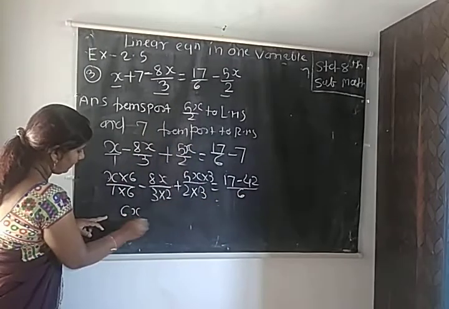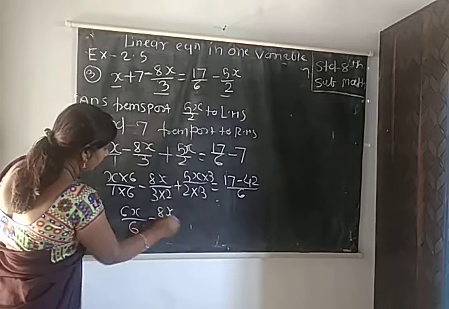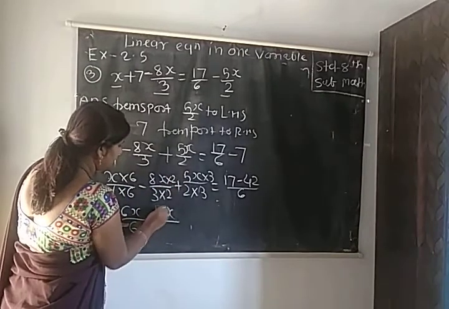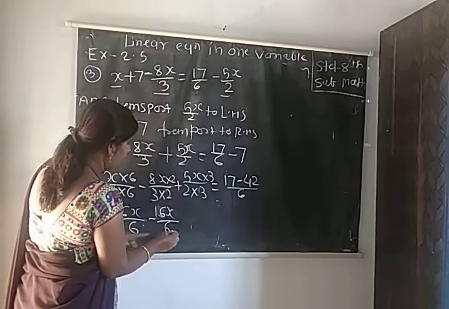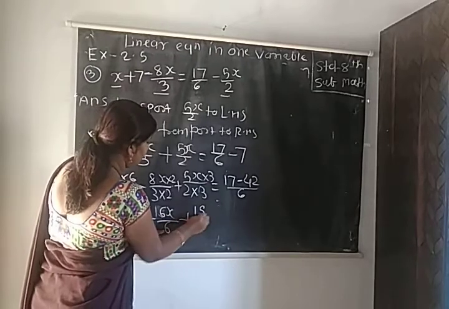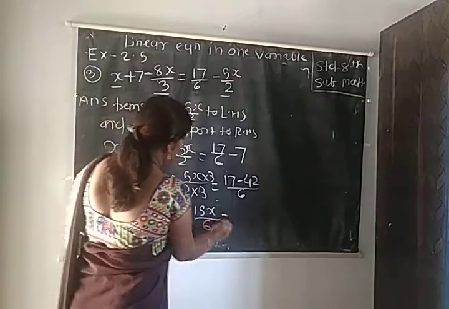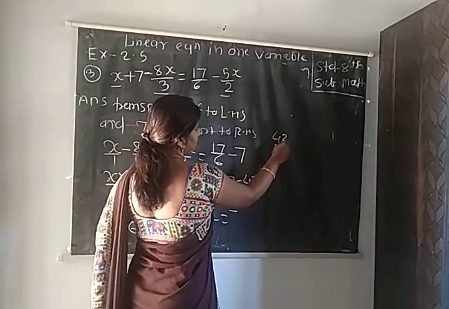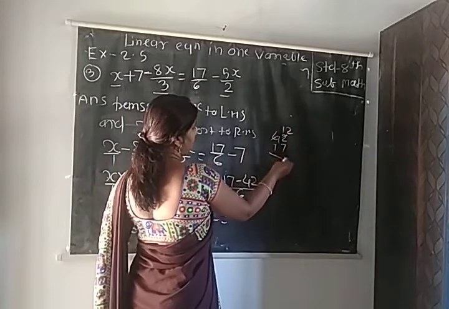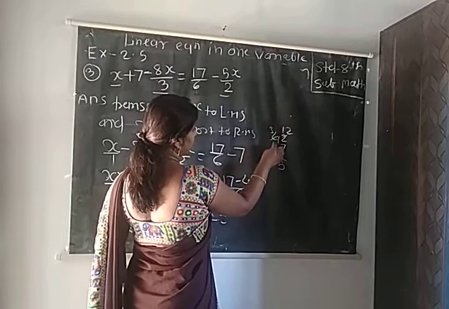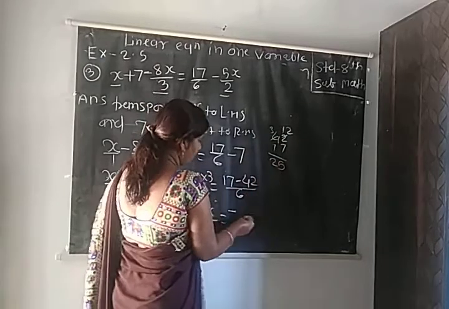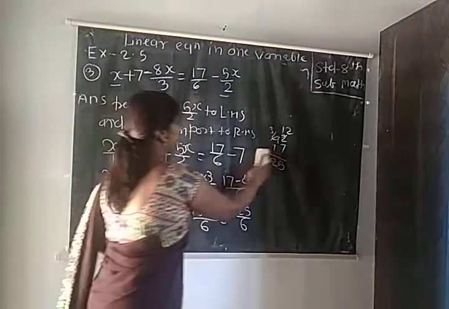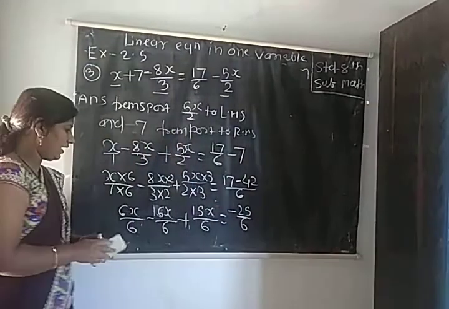6x upon 6 minus 8x multiply here 2, so 16x upon 6 plus 5 3 is 15x upon 6 is equal to 17 minus 42. What is the answer? 42 minus 17. Here 12 minus 7, 5, 3 remaining, 3 minus 1, 2. So minus 25 upon 6. And then now solve this subtraction.